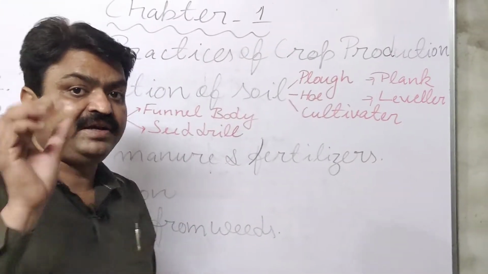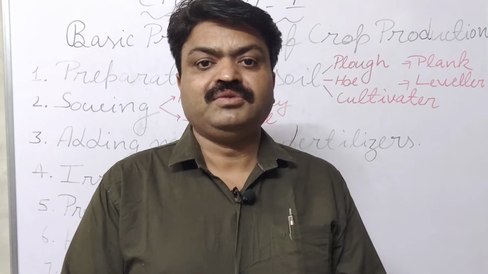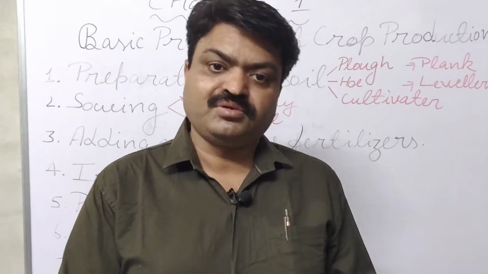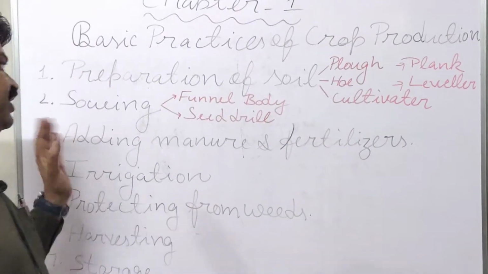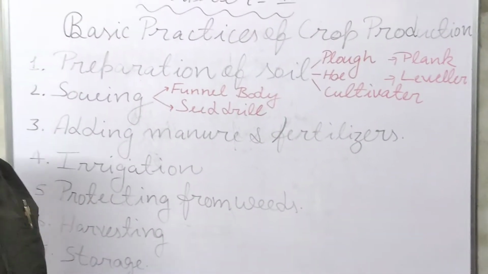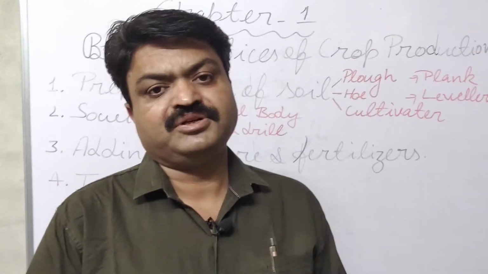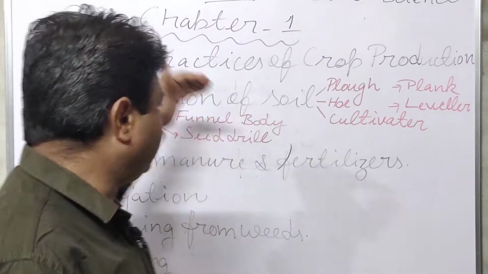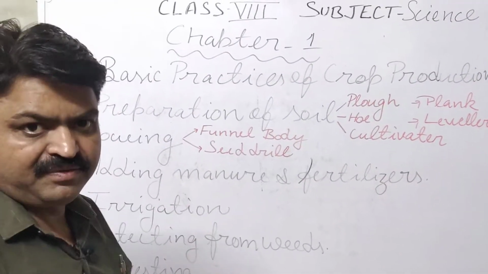All these activities are important for the farmer, student, to grow more and more crops. If one activity is missed by the farmers, then he will not get a good crop. So what should the farmers do? Farmers should do all these activities in a proper sequence.